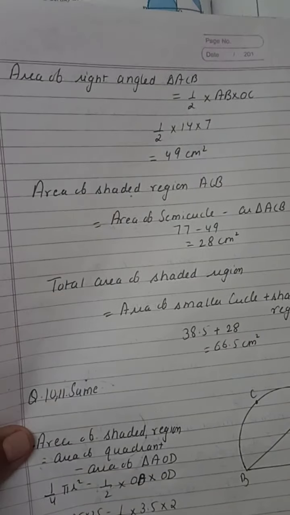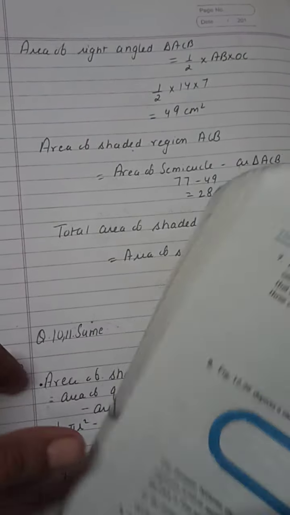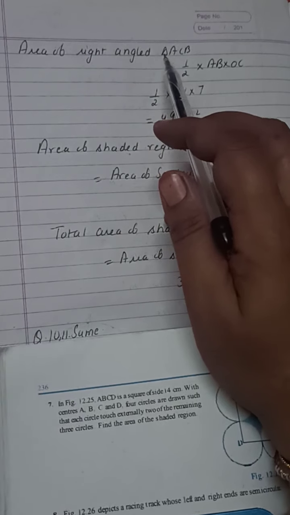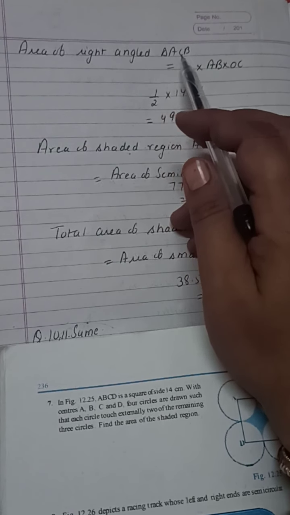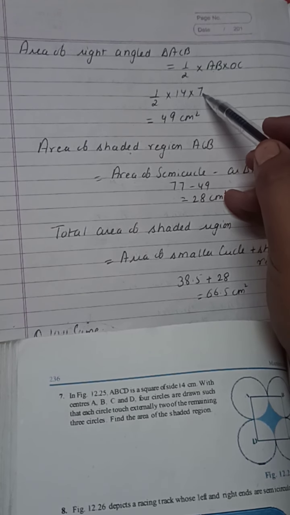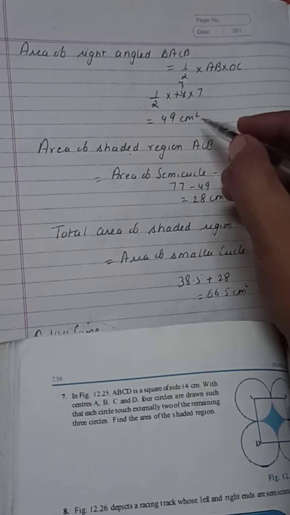You can check here what is given. According to that, the area of the right angle triangle, as we have done in triangle ACB, is half into base into height. What was the base? It was 14 multiplied by 7. 2 and 14 will be cancelled out. 7 into 7 is 49 centimeter square.